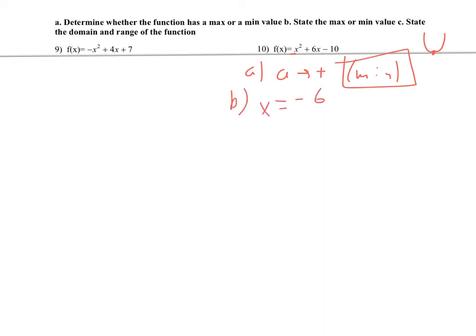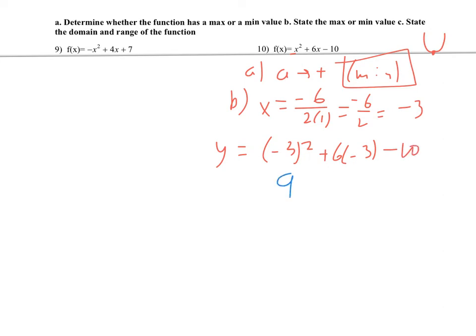So x equals negative b over 2a. And that's negative 6 over 2, so that's negative 3. But we really need the y value here, so it's negative 3 in parentheses squared plus 6 times negative 3 minus 10. And so we need to do exponents first, so that's going to turn into 9 right there. And now we do our multiplication.